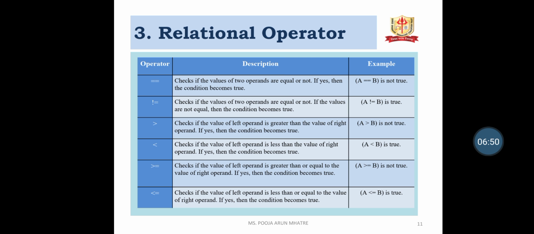Then greater than or equal to. It checks if the value of the left operand is greater than or equal to the right operand. If yes, then the condition becomes true. A is greater than or equal to B is not true. Less than or equal to checks if the value of the left operand is less than or equal to the value of the right operand. If yes, then the condition becomes true. Example: A is less than or equal to B is true.